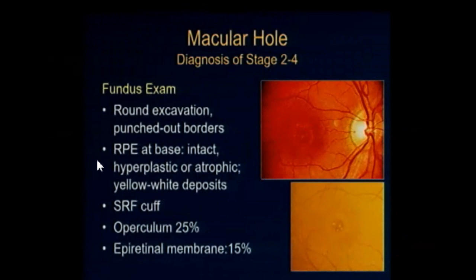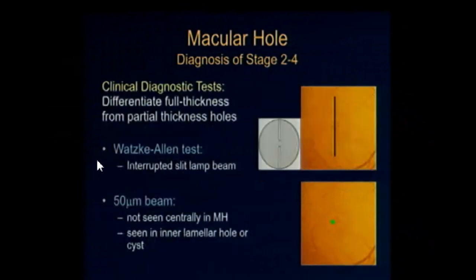But anyway, what you will see is the hole, generally very round. You may have RPE changes and yellow deposits in the center. You may have a cuff of subretinal fluid right there. You may also see an operculum, and sometimes you have an epiretinal membrane next to it, because, again, this is a vitreoretinal interface abnormality.